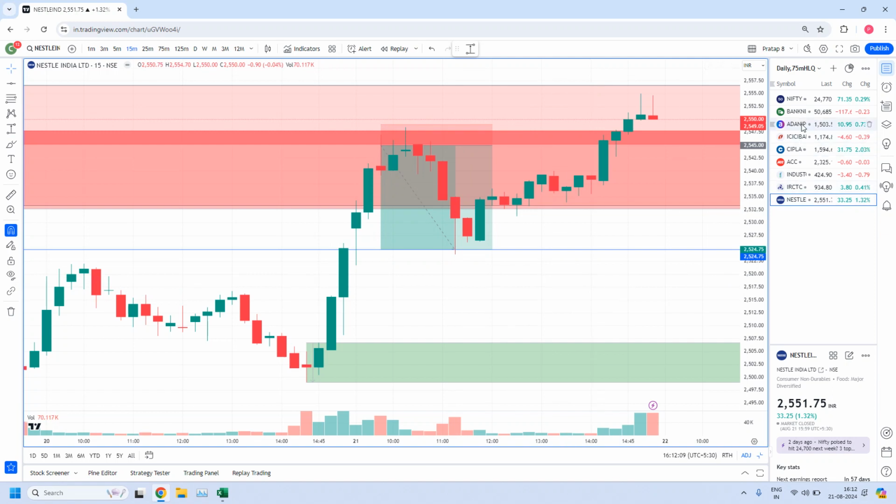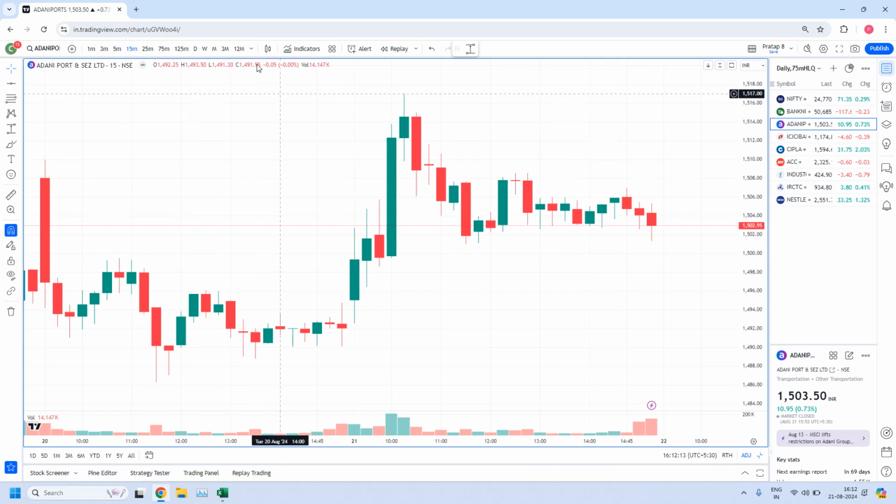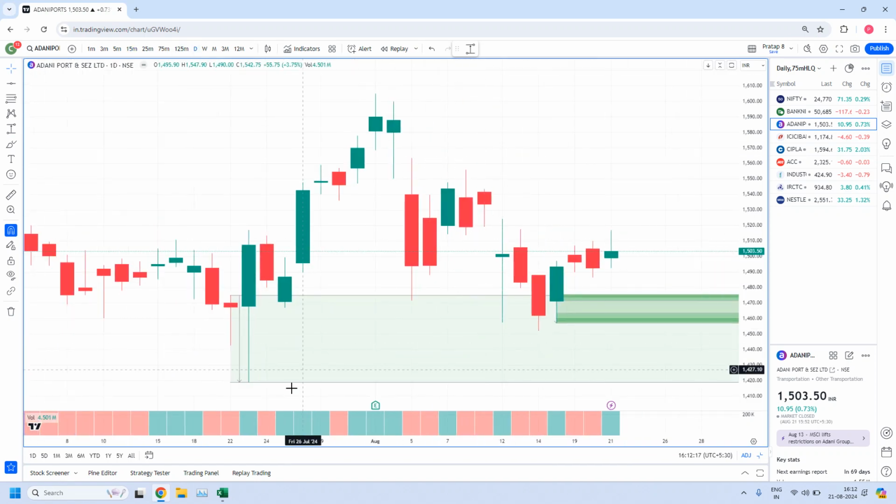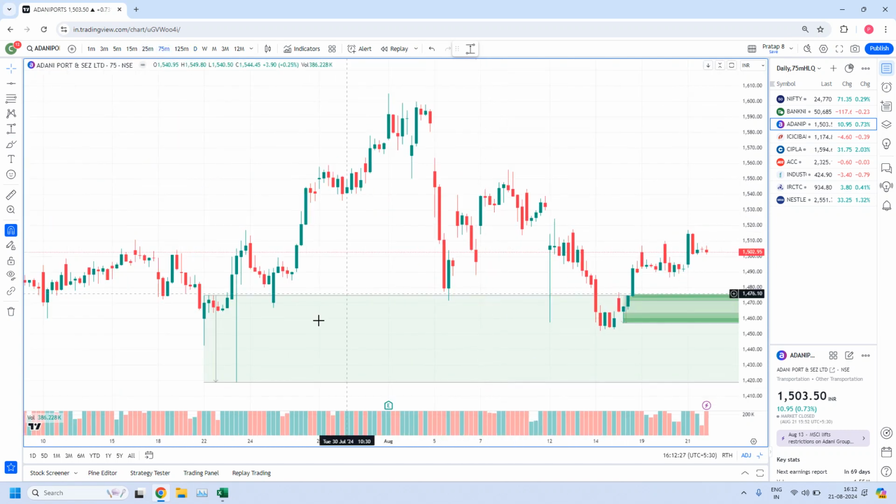There are other stocks. Let me explain how I fine-tuned. First one is the daily zone, Adani Ports. This is a daily high liquidity demand zone. We have a drop base rally. So this is the daily zone. I have fine-tuned this zone with the 75 minute time frame. Here there are no 75 minute zones. This entire thing is a wick.